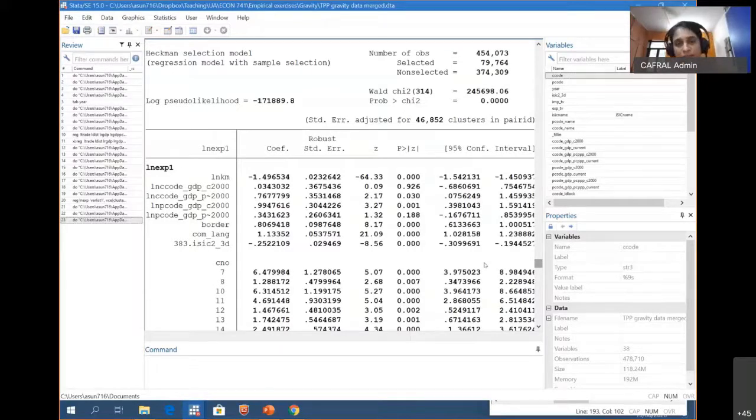It may not always be relevant, particularly if you're looking at advanced countries and simply focusing on advanced countries, sometimes selection doesn't matter, because advanced countries trade a lot with other countries. But if you have an overall sample of all countries, then selection can become quite important. So use the HMR or Heckman selection technique. So you already have the code.